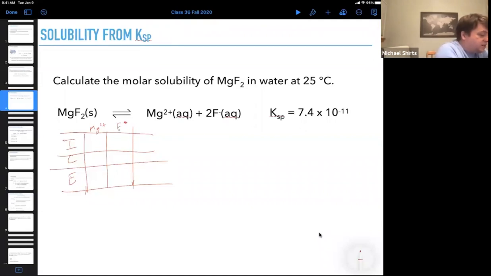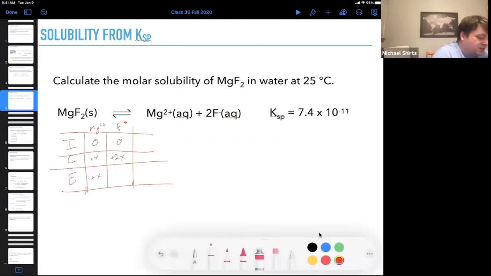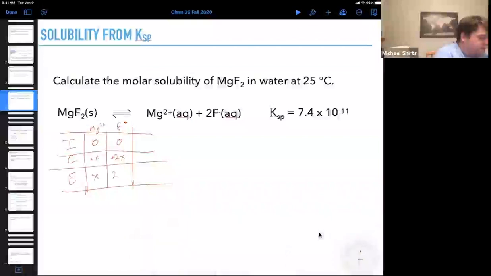Initially there's no magnesium and no fluoride, we just have solid magnesium fluoride there. This is imagining what we'd do if we dropped magnesium fluoride in and saw what would happen. The change is going to be plus X of magnesium and plus 2X of fluoride. Every single magnesium releases 2 fluoride. And then at equilibrium, that's just going to be X of magnesium and 2X of fluoride ion.